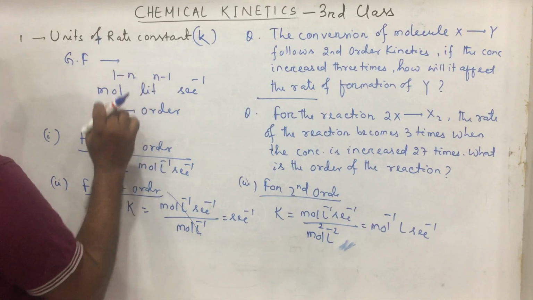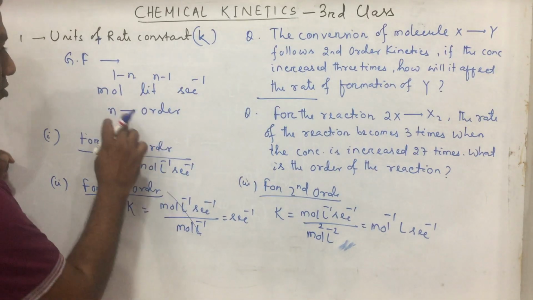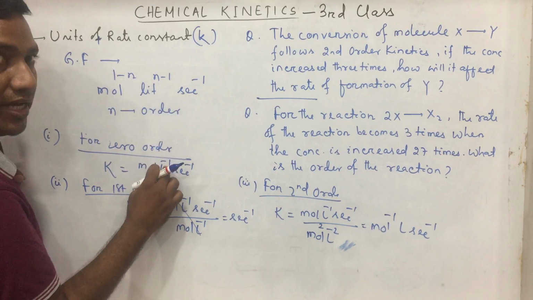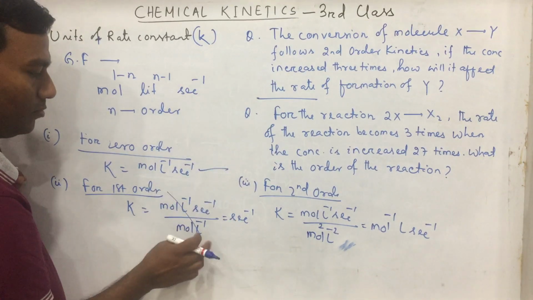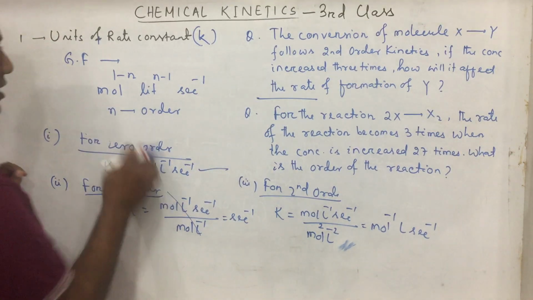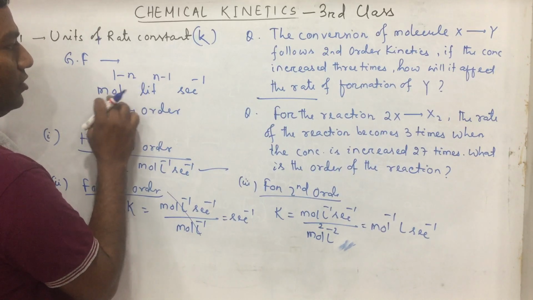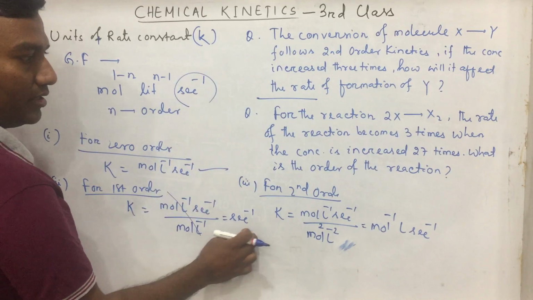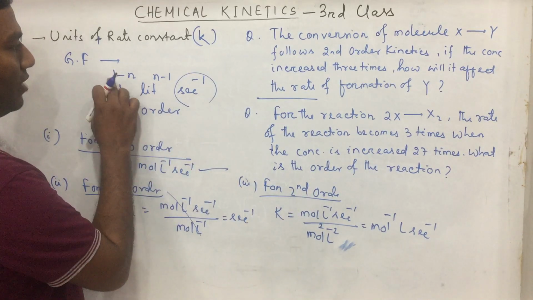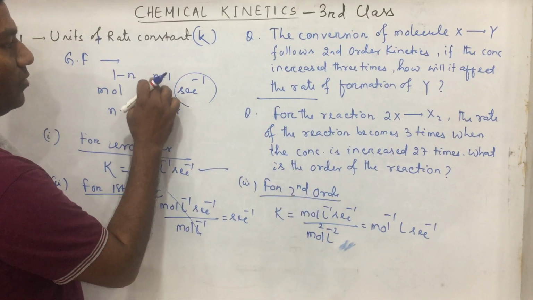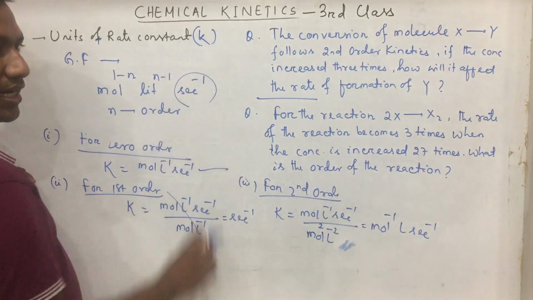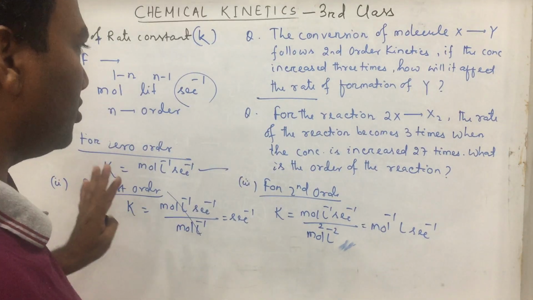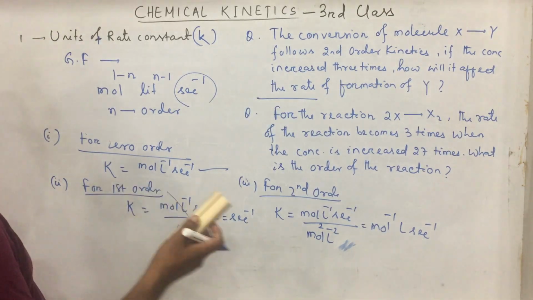So if you put the n value, then directly you see for zero order, what is the n value? 0. So 1 minus 0 is 1, 0 minus 1 is minus 1, second inverse. Clear? For first order, n value is 1, 1 minus 1 is 0. Yes or no? 1 minus 1, 0. So only second inverse, you see. Then for second order, put n value 2, so 1 minus 2 is minus 1, liter 2 minus 1, liter, then second inverse. Clear? So this is your general form. Understood? So this is the meaning of units of rate constant.